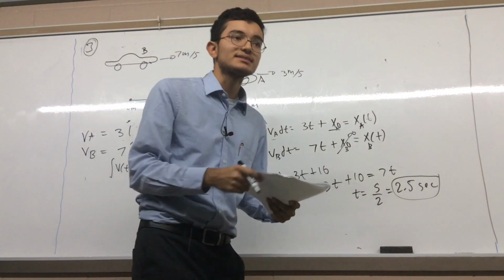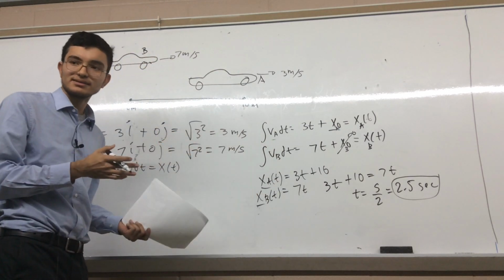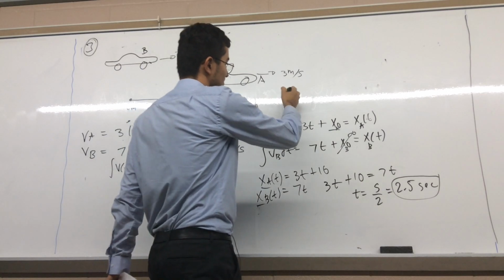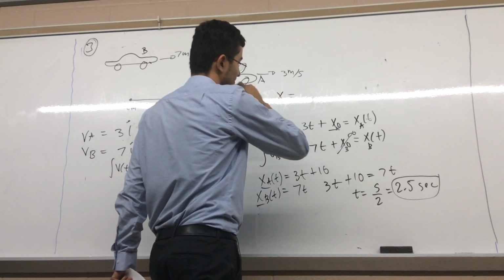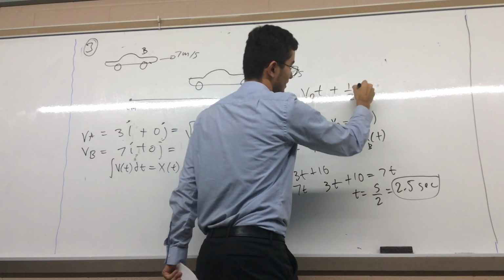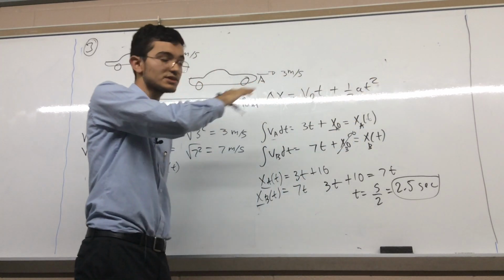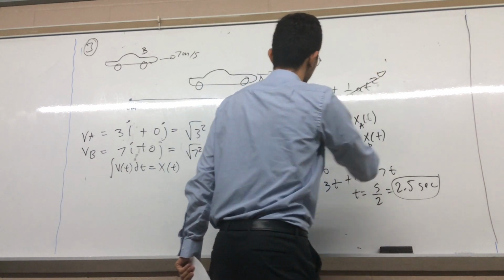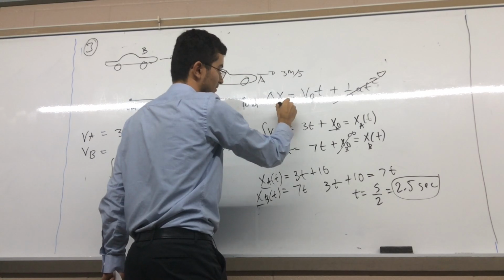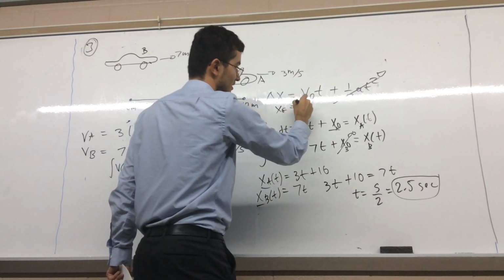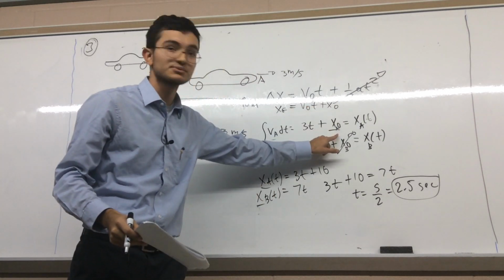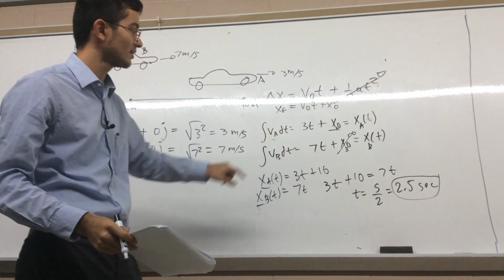Or you could do it the easier way. This is just to show you why the kinematics equations work the way they do. The second kinematics equation is delta x equals v0t plus 1/2 at squared. But we don't have acceleration in the x direction, so we're just left with this. And then we know that delta x is x final minus x0. If we bring x0 to the other side, we have v0t plus x0. So this is where that x0 comes from. It's a constant of integration.